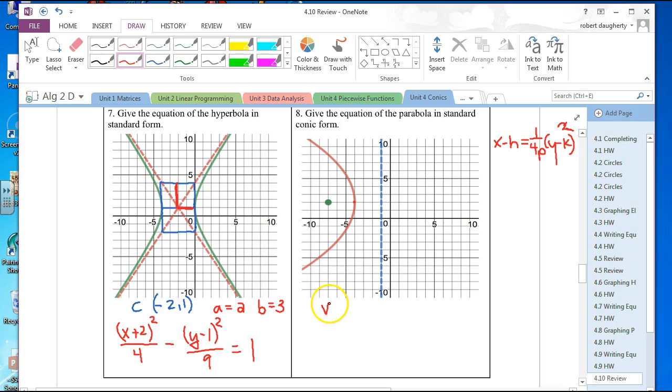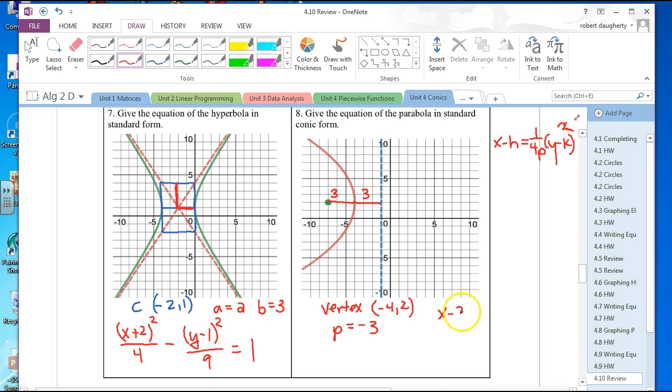So I've got a vertex negative 4 and 2. And p, remember, p is going to be the distance. P is the distance from here to here and from here to here. So 1, 2, 3. So this is 3 and this is 3. Now I can see that p is negative here because this opens to the left. So p is equal to negative 3. And that is all I need.